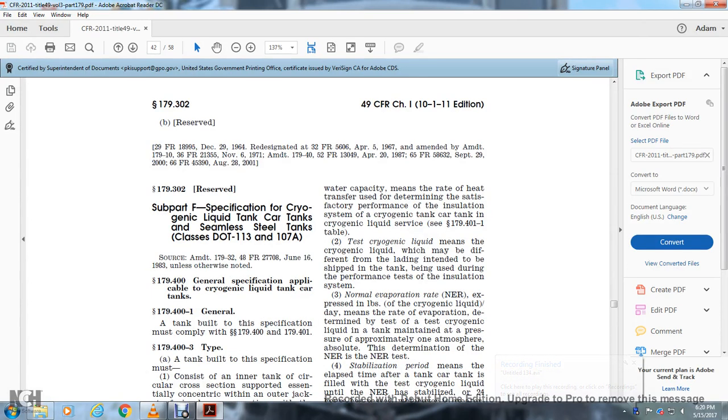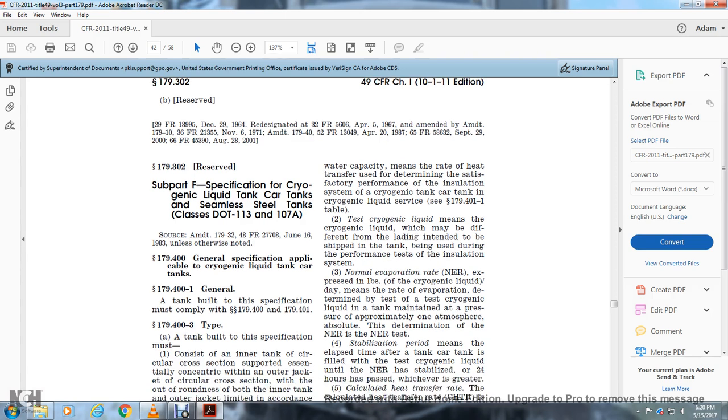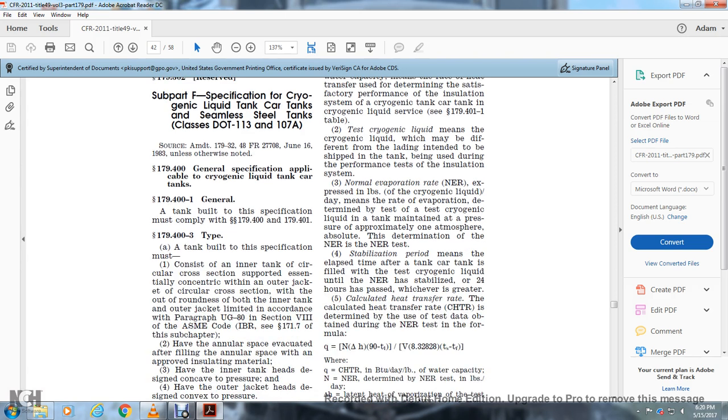Alright, subpart EF, specifically for the cryogenic liquid tanker cars, the stainless steel tank for the 179-400, general. Specifically applicable to the cryogenic liquid tanker cars, general 179.401. A tanker built with the specification must comply with 179-400 and section 179.401. Section 179.403, the type.